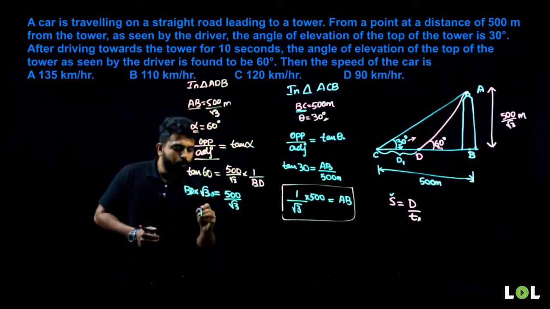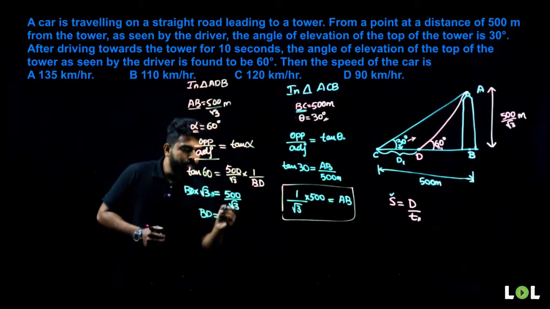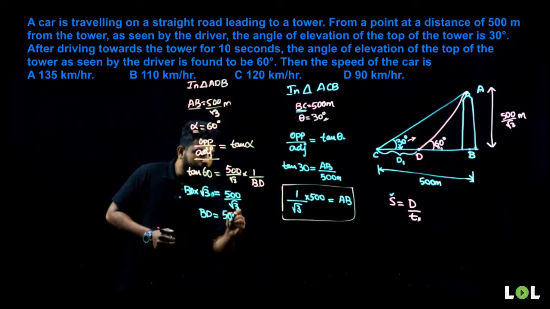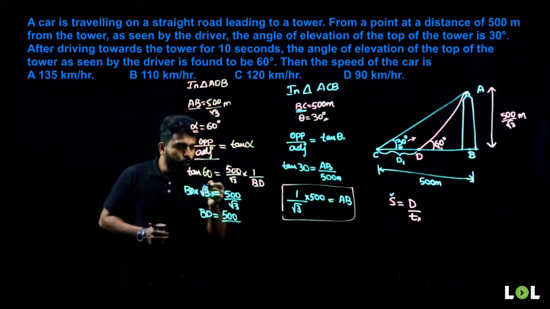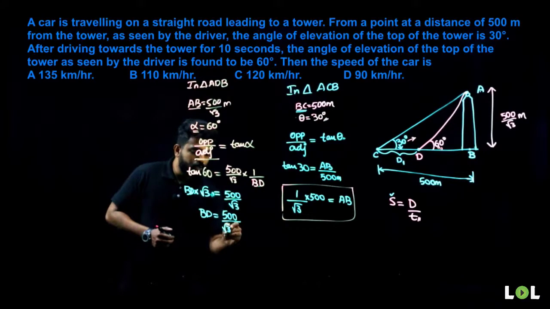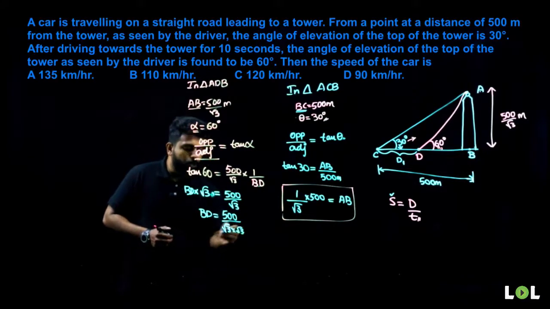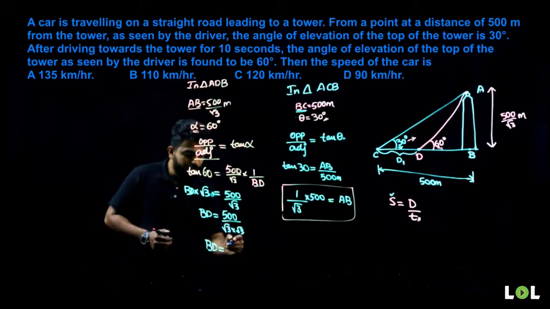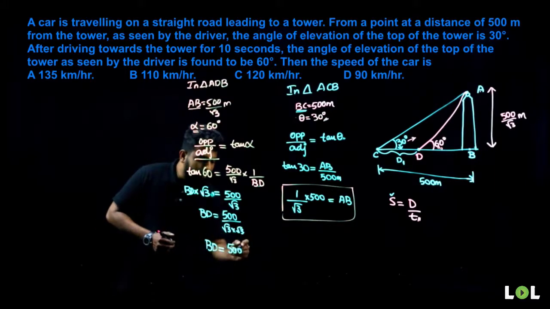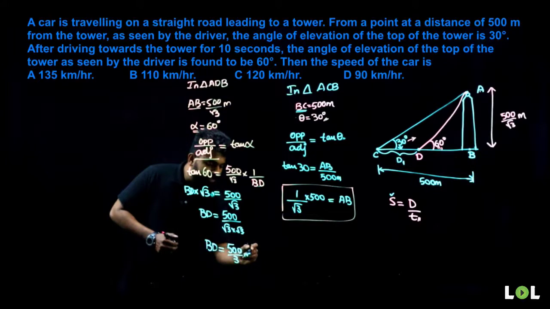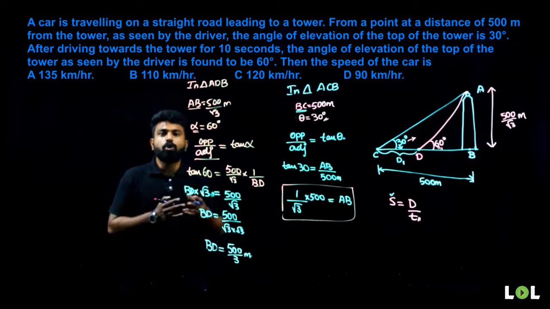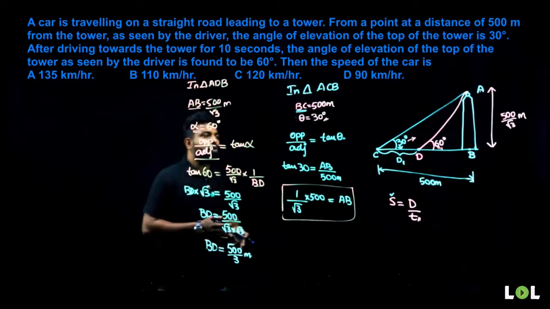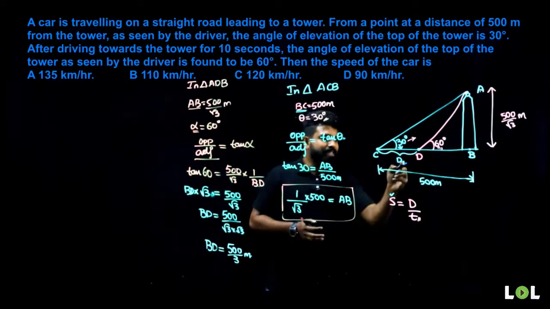Now, what will be the value of BD? BD will be equal to 500 by root 3 into root 3, because this root 3 will be coming down. So what will be the value of BD here? The value of BD is 500 by root 3 into root 3, that is nothing but 500 by 3 meters. Now what do we need to find out? We need to find out the distance d1 here.